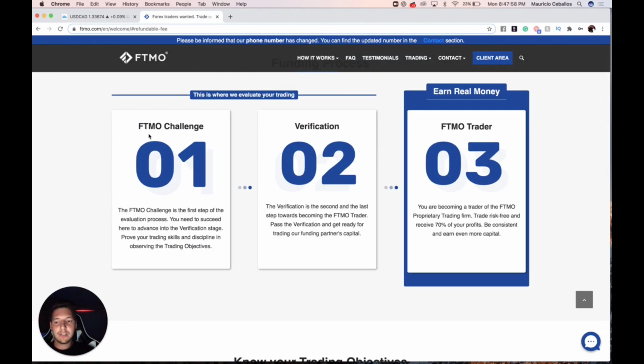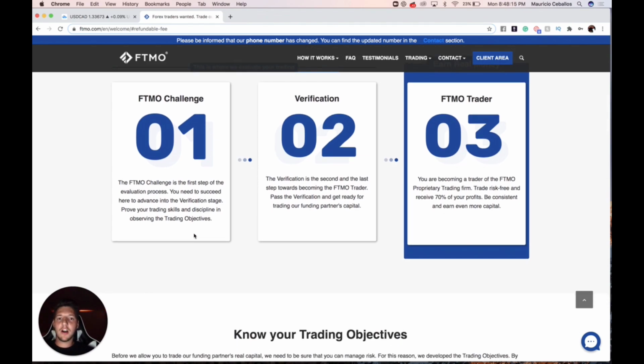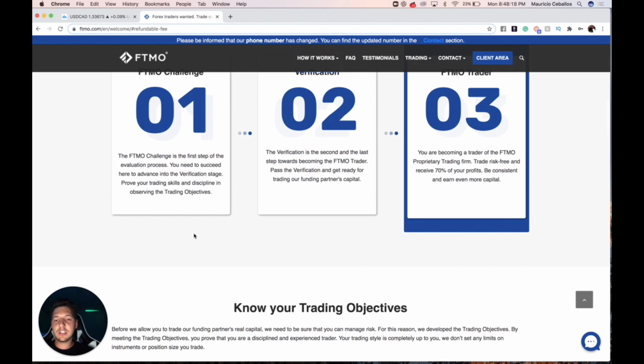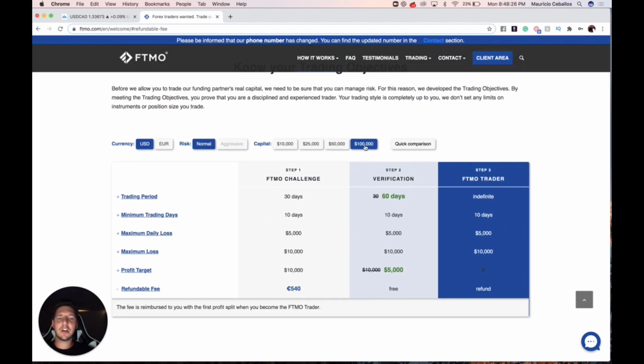Now, this is called an FTMO challenge. You have to go through the challenge, the verification, and then the FTMO trader, which becomes you as a funded trader, which is either a $10,000 FTMO trader, a $25,000, a $50,000, or a $100,000 Forex trader. So I'm going to walk you through real quick what criteria you need to pass in this challenge to become a funded FTMO trader. Down over here, I'm going to explain the $100,000 one, because again, I'm showing you how you can turn a $610 investment into a potential six-figure trading account.